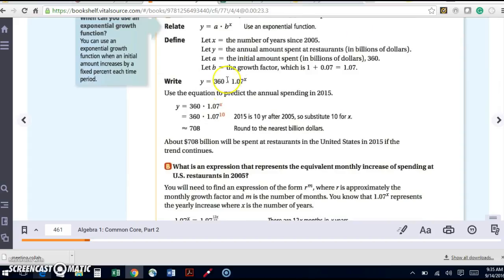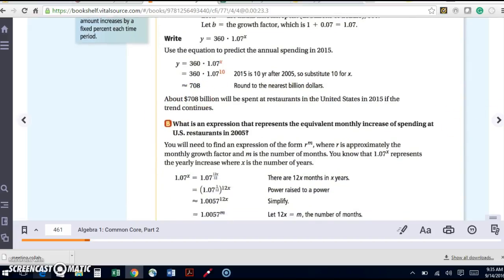Then it says use the equation to predict the annual spending on 2015. Well, when I plug this into my equation, I get 708. And remember, we're talking about billions of dollars. This would be $708 billion.